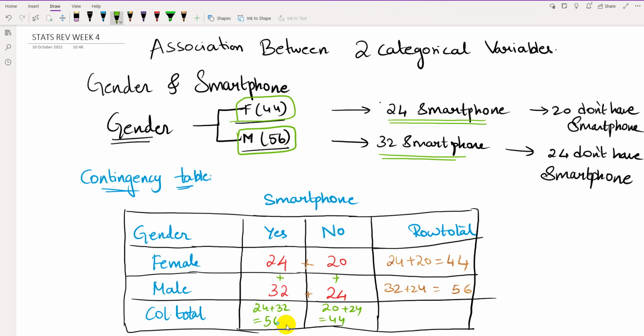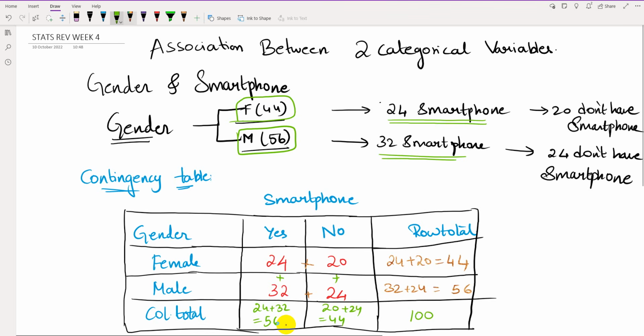So what is the grand total? Like how many students? 56 plus 44 is nothing but how much? It is 100. So the entire total is 100 students. So this is how we have drawn our contingency table, and how we have seen the association between two categorical variables.